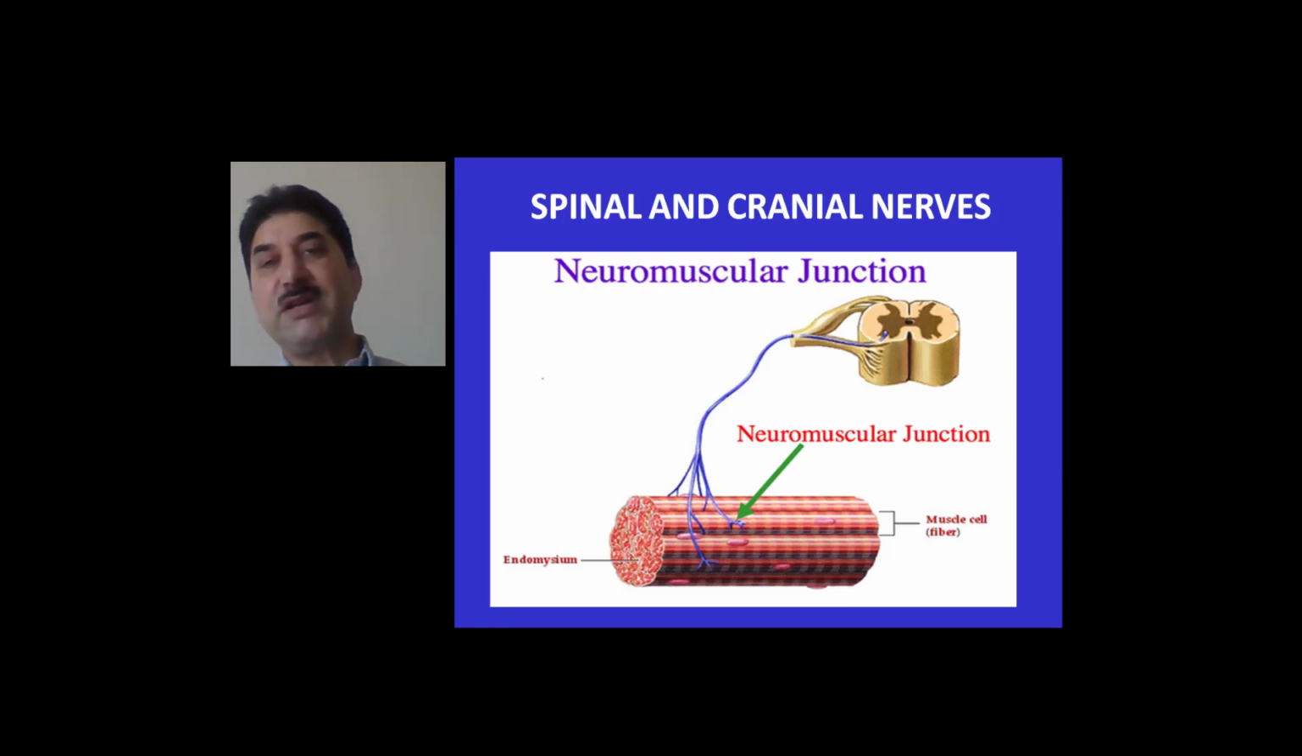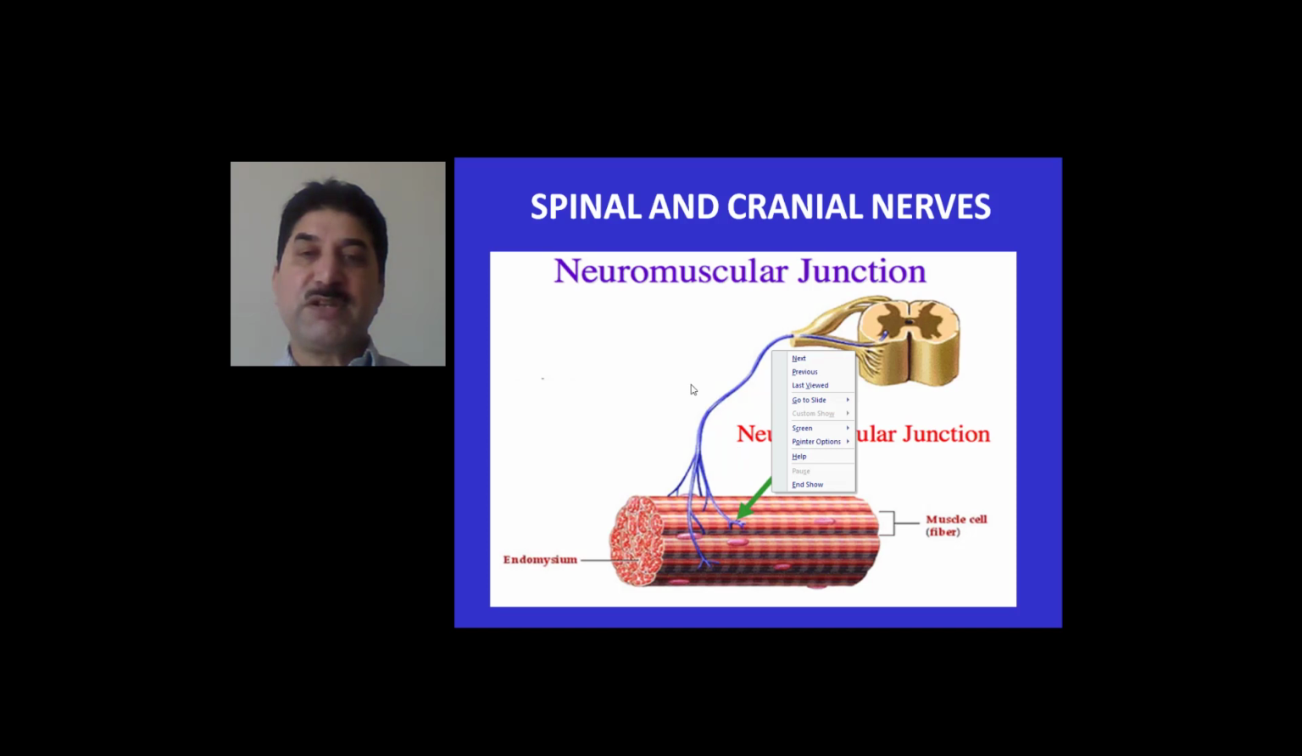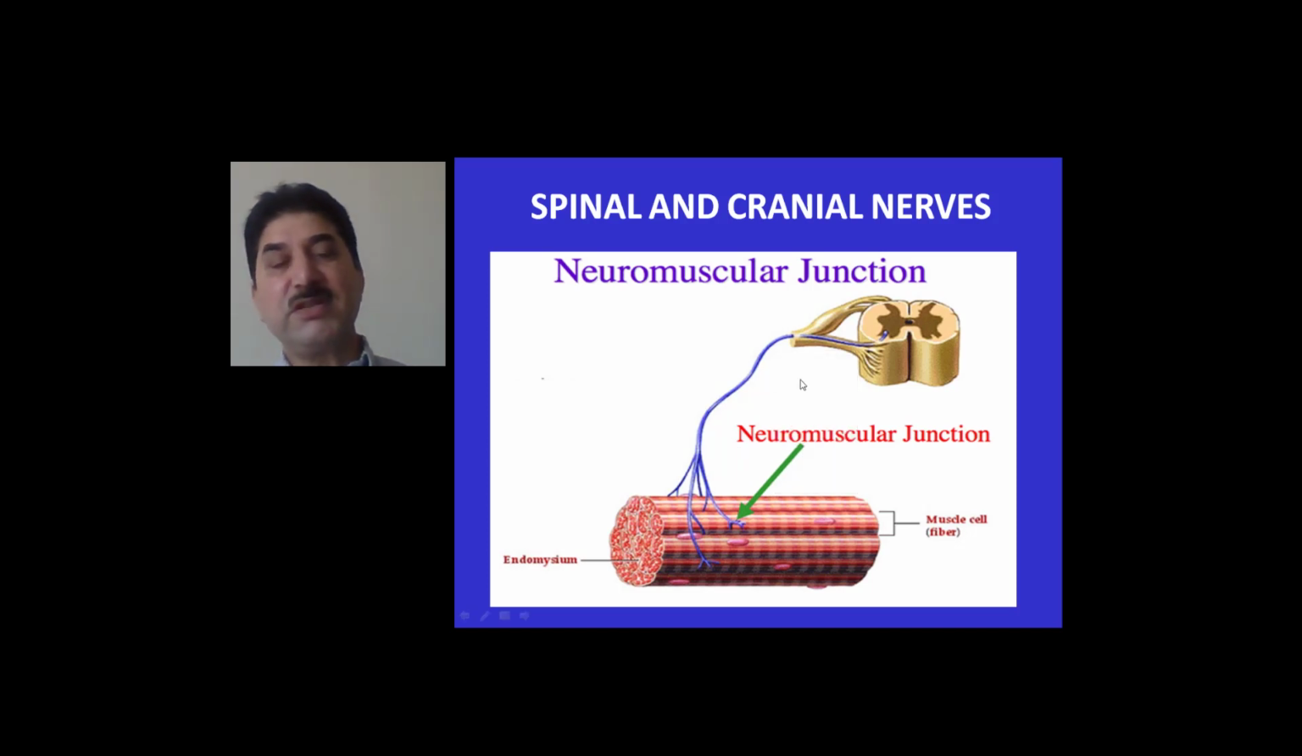What is a spinal and a cranial nerve? Cranial nerves are 12 pairs in number. They arise from the brain, whereas the nerves arising from the spinal cord are called spinal nerves. They are 31 pairs in number. A pair of spinal nerves arises from each segment of the spinal cord.